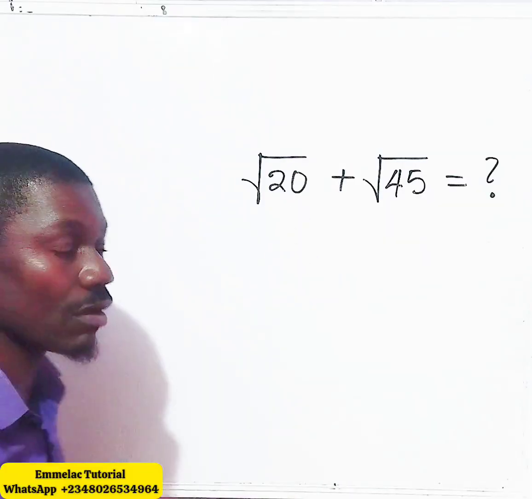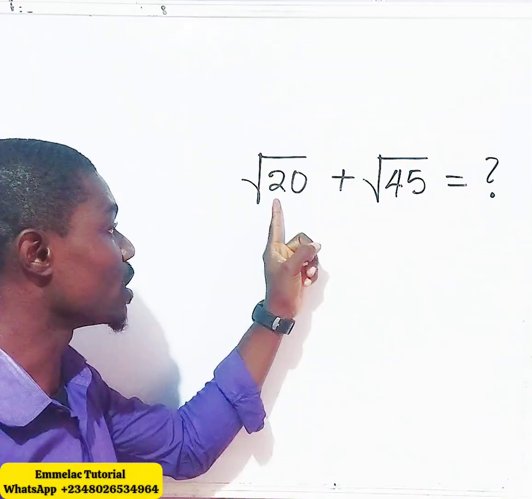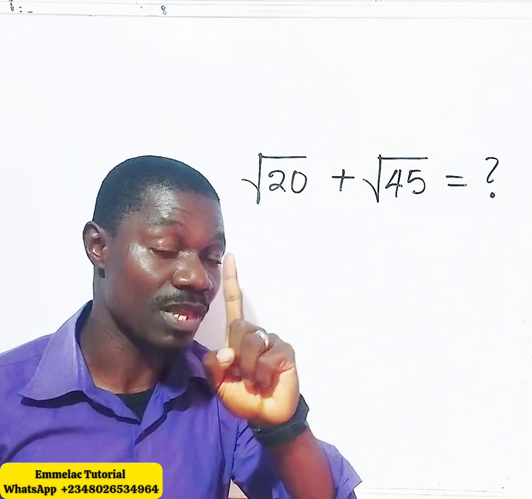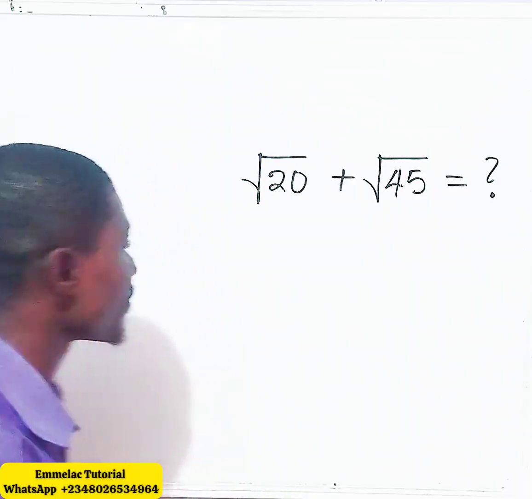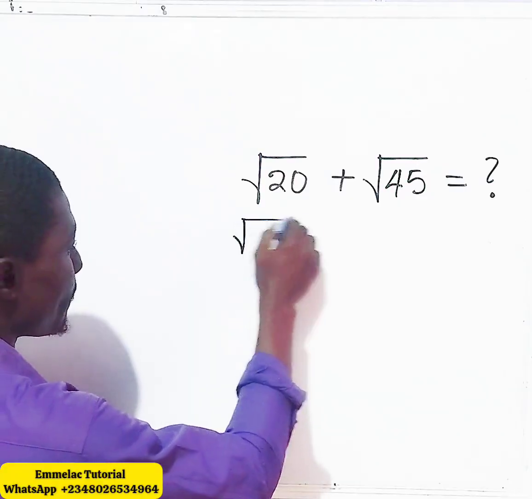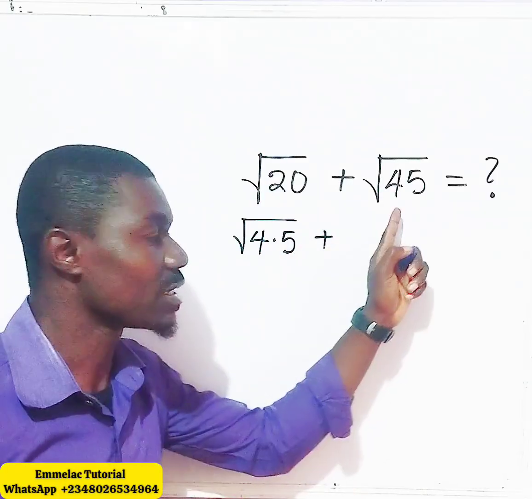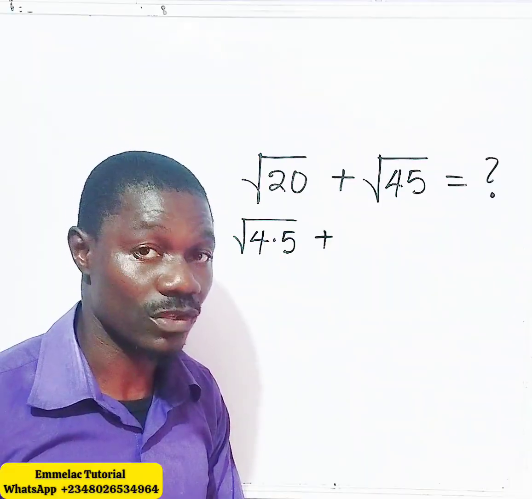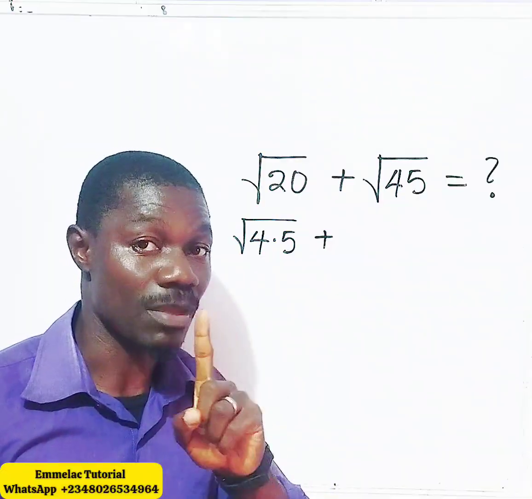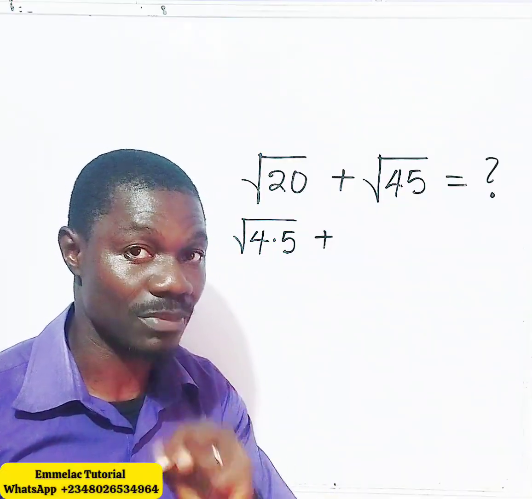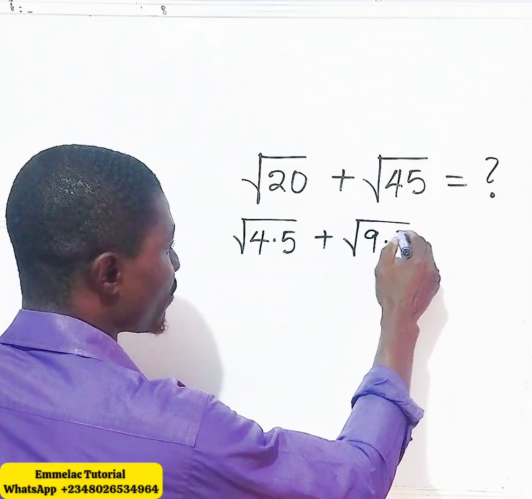Now for 20 here, all we need to do is to find two factors which, when you multiply, will give you 20, but one of them must be a perfect square number, and those two numbers are 4 and 5. So in the root here we have 4 times 5, then plus the same thing. And what are those two factors which, when you multiply, will give you 45, and one of them must be a perfect square number? That is 9 times 5. So in the root you write 9 times 5.